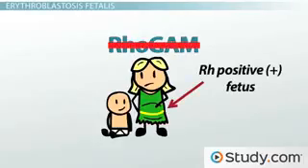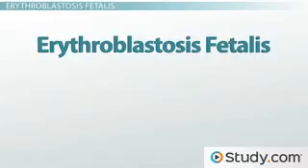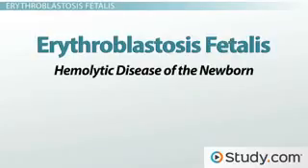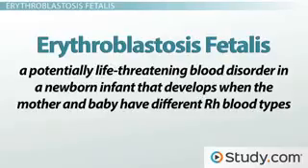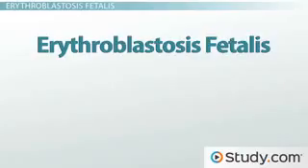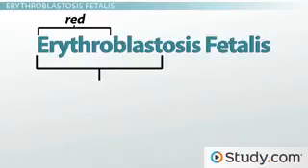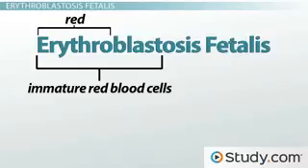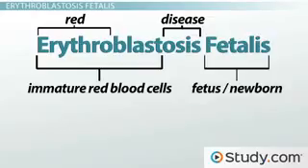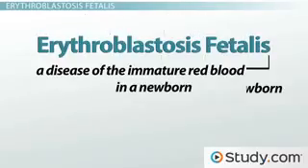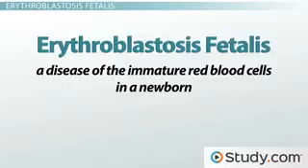Now, of course, if the Rh negative mom is not treated and becomes pregnant again with an Rh positive child, her antibodies would destroy the child's red blood cells, resulting in a condition called erythroblastosis fetalis, also known as hemolytic disease of the newborn. Now, this condition is a potentially life-threatening blood disorder in a newborn infant that develops when the mother and the baby have different Rh blood types. To help recall this term, you can remember that erythro means red, and erythroblasts are immature red blood cells. Combine that with the suffix osis, which refers to disease, and the term fetalis, which refers to fetus or newborn, and we get the term erythroblastosis fetalis, which literally means a disease of the immature red blood cells in a newborn.